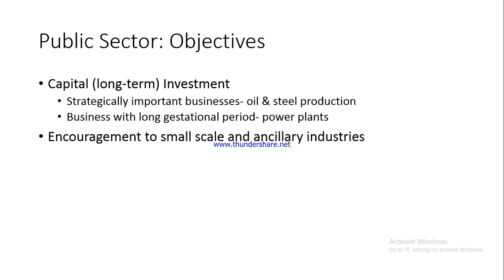Then another objective is to encourage the small scale and ancillary industries. How does the public sector do that? Public sector basically purchases its raw material from small scale and ancillary industries, and this is how it supports them. In fact, there are provisions which mandate that public sector should purchase a particular threshold of its requirements from micro, small and medium enterprises. So this way public sector has also been lending support to small scale enterprises by buying their products. So this is another objective with which public sector units are set up.